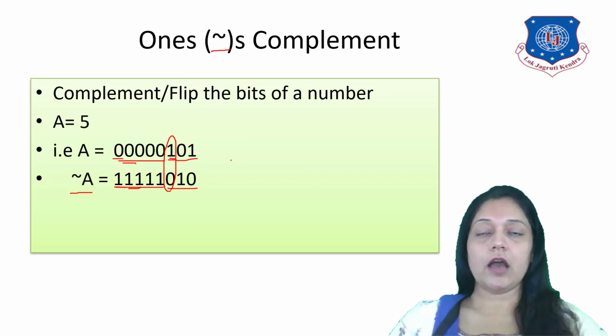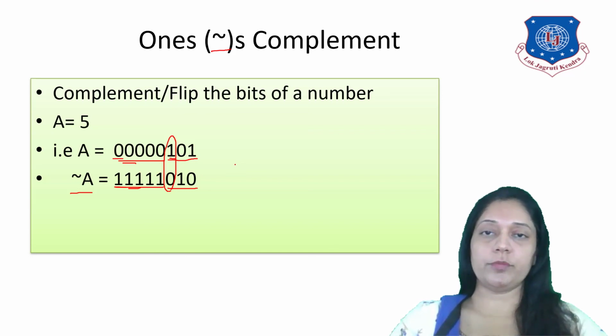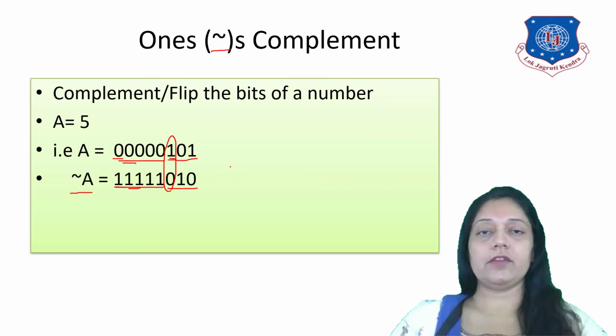So this was all about bitwise operators. We have seen 6 bitwise operators: bitwise AND, bitwise OR, bitwise XOR, shift left, shift right, and ones complement.